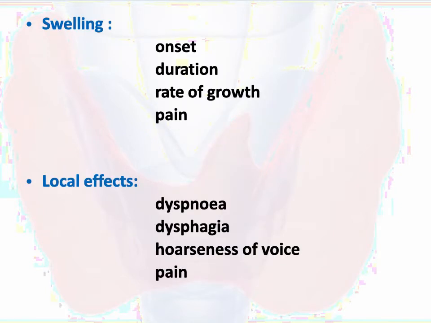History taking, what you should ask if such a kind of patient comes to you. You have to ask what is the onset, when it starts, what is the duration, how it progresses, slowly, rapidly, what is the time you're talking about, in months or years, or whether there is pain or not. Then you look for the local effect. If there is dyspnea, difficulty in breathing, dysphagia, because behind the trachea there is the esophagus. So sometimes it also causes so much pressure that there is difficulty in swallowing as well. Then hoarseness of voice changes because of the involvement of the recurrent laryngeal nerve and then the vocal cord, and pain. Okay.